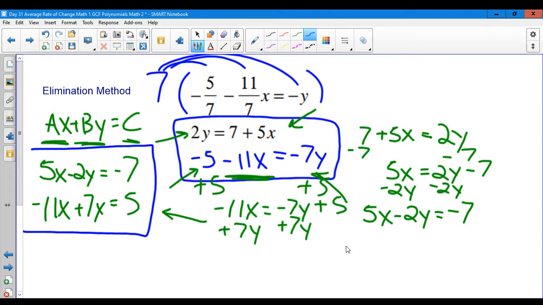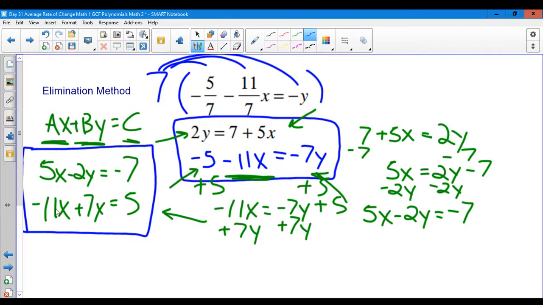Now I have no fractions. I have the x and y terms and the constants all stacked up above each other, and I can move on from there to decide what to do to use elimination to solve it.